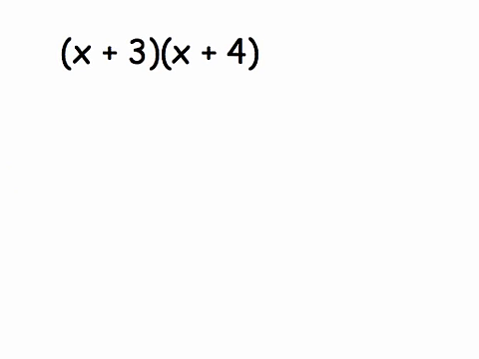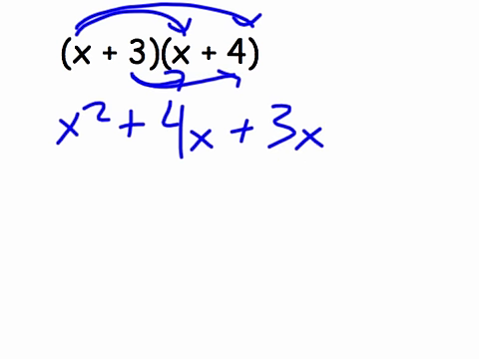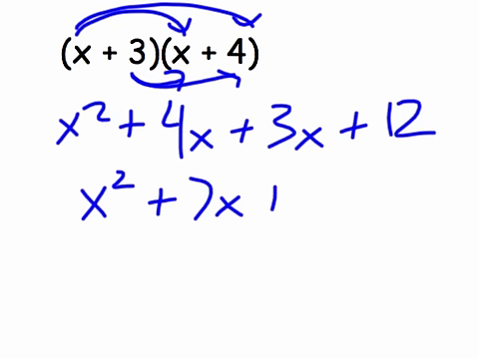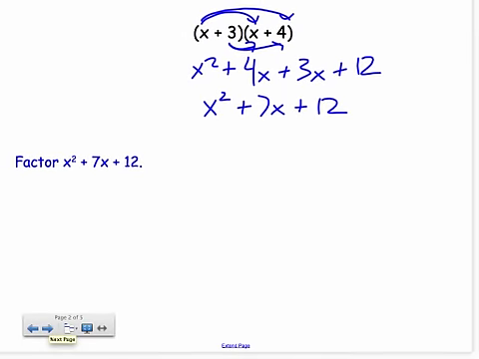So let's just start backwards, what we've been doing before. We use FOIL to expand it out. So I'm just going to go ahead and use my FOIL. X times x for x squared, x times 4 for 4x, 3 times x for 3x, and 3 times 4 for a positive 12, and we simplify our x's to a 7x. Okay, just like that. So now to factor, we're going to be given a polynomial to the second degree called the quadratic, and we're going to get back to this point right here, into a product of two binomials.